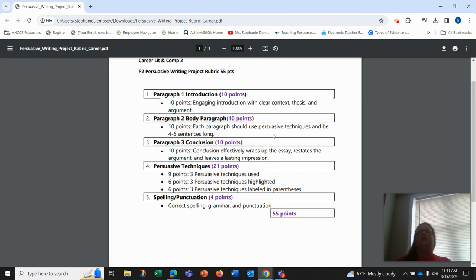Your paragraph should use those persuasive techniques and be at least 4 to 6 sentences long. Then paragraph 3 is your conclusion, and that is also worth 10 points. Make sure that your conclusion effectively wraps up the essay, restates the argument, and leaves a lasting impression. And persuasive techniques are going to be worth 21 points in this assignment. 9 points for 3 persuasive techniques being used, 6 points for 3 persuasive techniques being highlighted, 6 points for 3 persuasive techniques being labeled in parentheses. Spelling and punctuation is worth 4 points. Make sure to check for correct spelling, grammar, and punctuation.